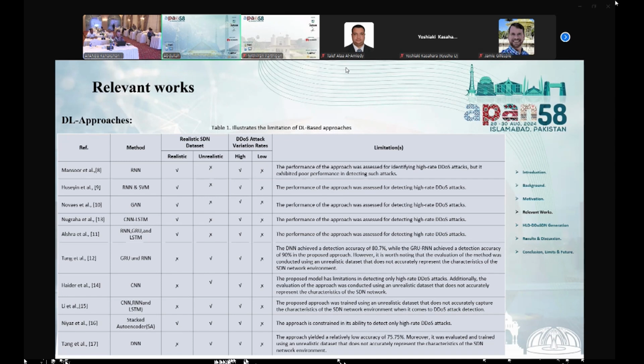The evaluation of these approaches frequently employs unrealistic datasets that do not accurately represent the characteristics of the SDN network architecture, since the structure of the SDN network is totally different from the traditional network. Some of these approaches exhibited inadequate performance when detecting standard or conventional DDoS attacks. Moreover, none of the existing approaches attempts to detect low-rate DDoS flooding attacks.